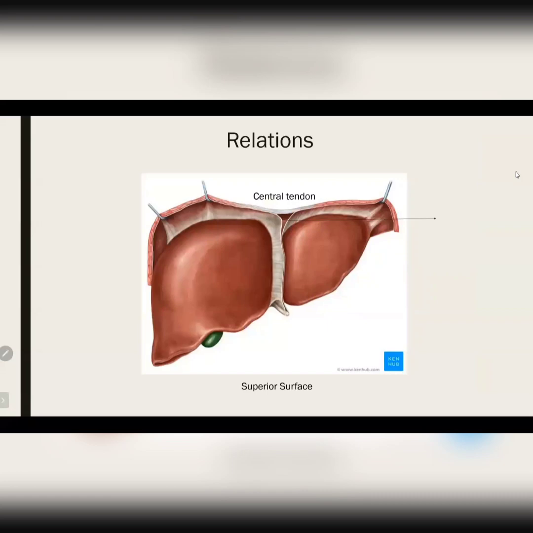Now let's look at the relations of the superior surface of the liver. The superior surface of the liver is closely related to the domes of the diaphragm. In the central portion of the diaphragm, there is a tendon called the central tendon. And this central portion of the superior surface of the liver between the right and left lobes is known as the cardiac impression of the superior surface of the liver, since the pericardium is related to the central tendon.